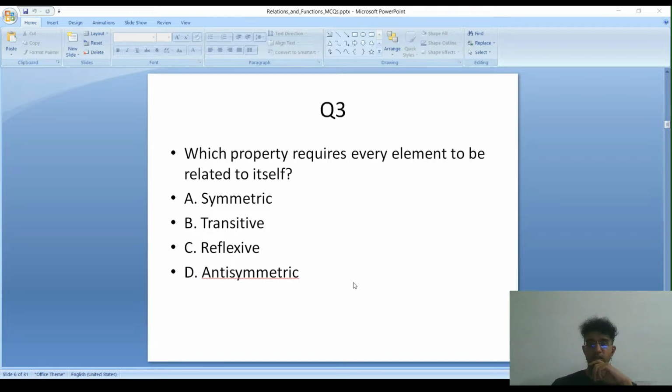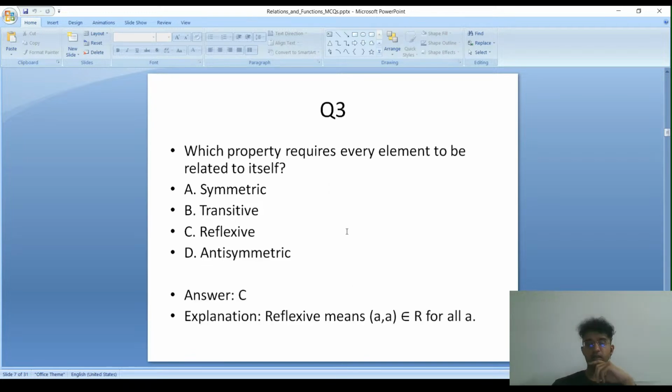Yes, a lot of you say C. That's indeed the right answer. C means it's a reflexive relation, right? Where every element is related to itself. Correct, perfect. Let's go to the next question.